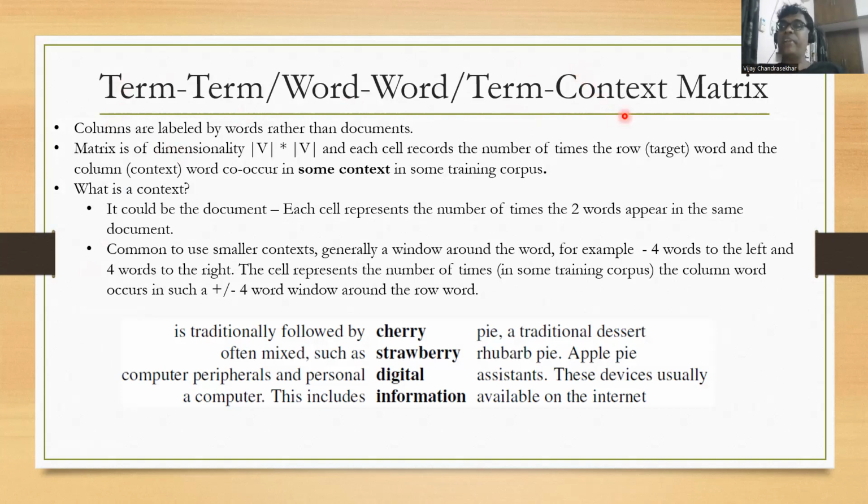The term context matrix is a matrix of dimensionality V cross V, where modulus V. I don't know why they're calling it modulus. Forget it, that's not important. What they mean here is the number of words in a corpus. Of course, the corpus I mentioned is the entire English language, but it need not be. I can have a small document as a corpus, correct? A unique set of words.